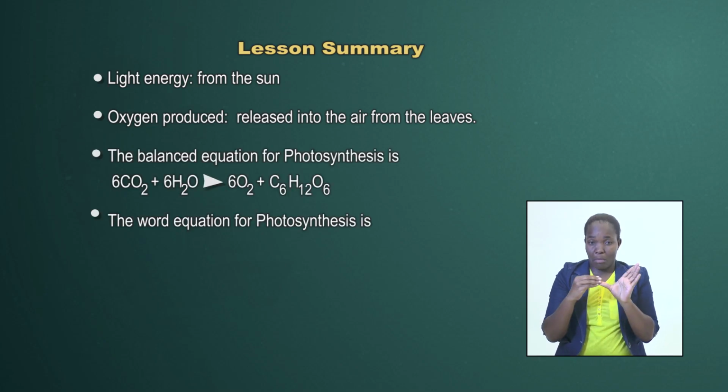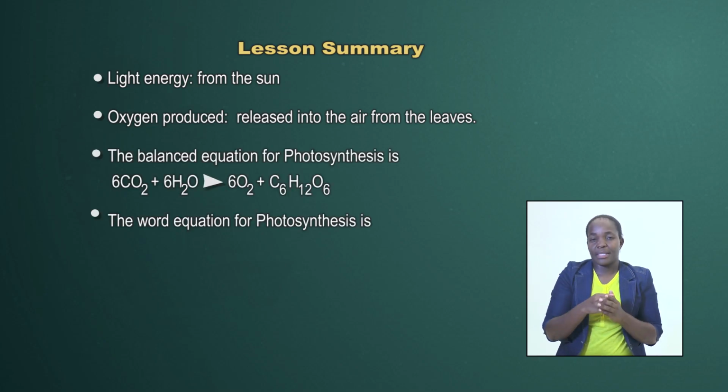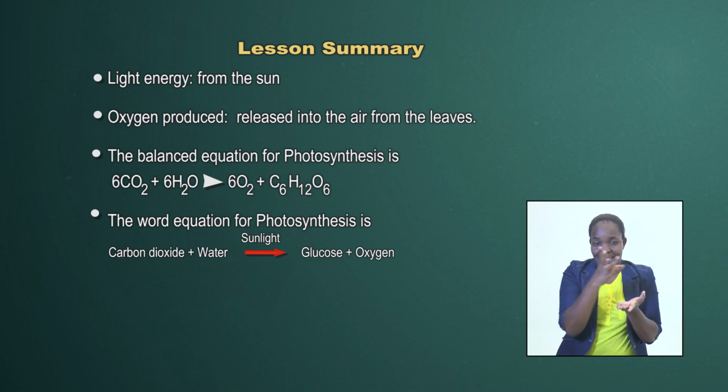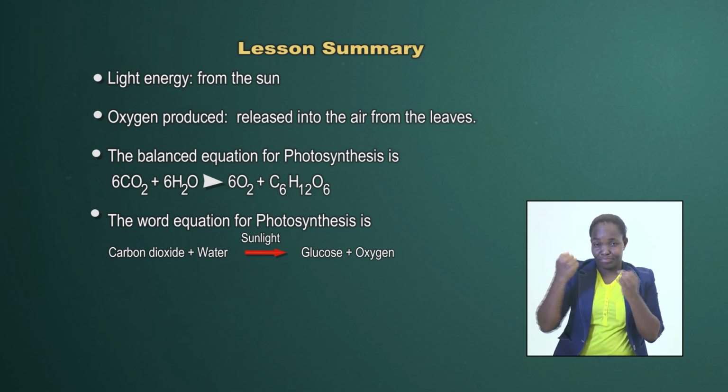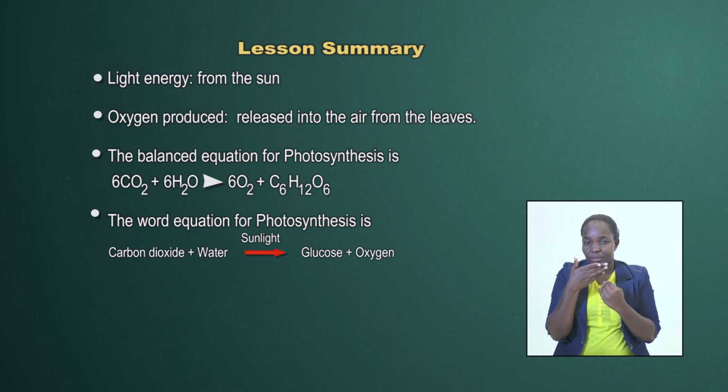The balanced equation for photosynthesis is 6 molecules of carbon dioxide plus 6 water molecules with the addition of light energy, which gives 1 glucose molecule and 6 oxygen molecules.